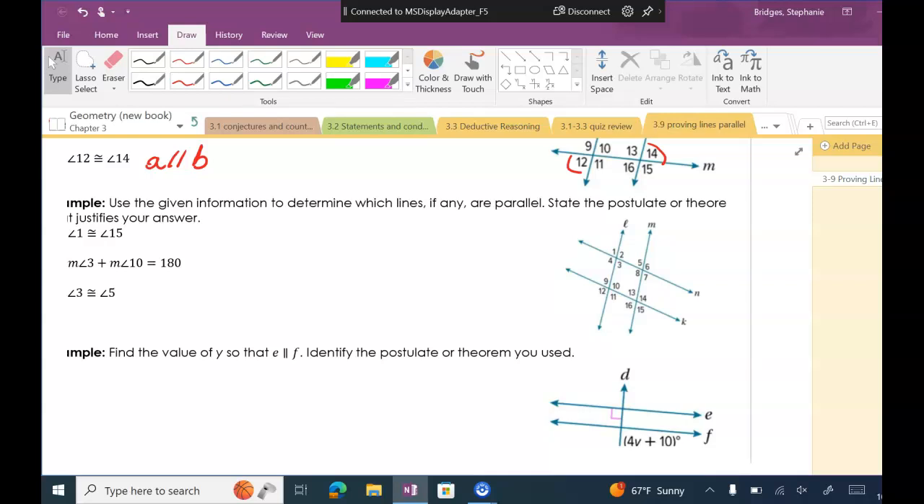Your answers are either going to be none, L and M, or N and K. We should not have a combination of M and N or M and K or L and N or L and K because those touch. It's either L and M or N and K.